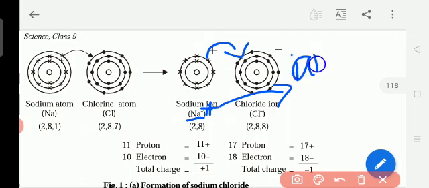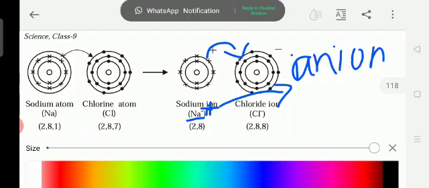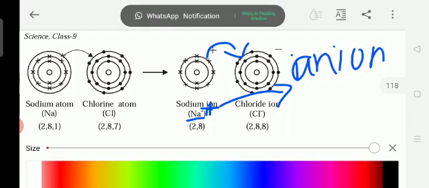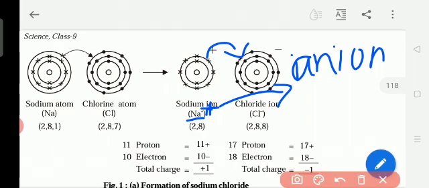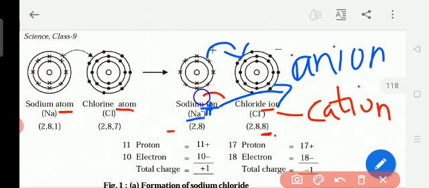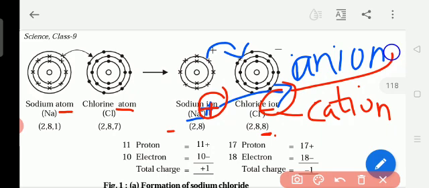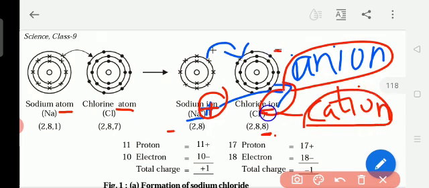Okay. So for example, they are telling here, when the sodium is giving an electron to the chlorine, it gains the positive charge. Okay, it becomes an ion. And then if it is gaining the electrons, now chlorine is getting the electrons, no? So when it is getting the electrons, it gets a negative charge.